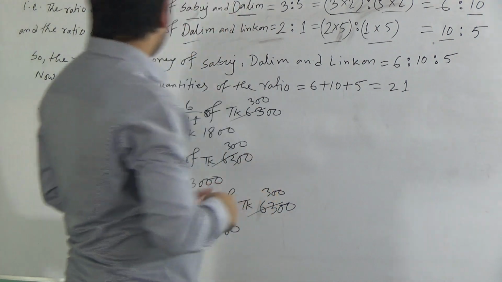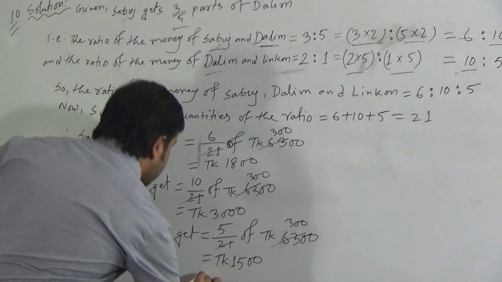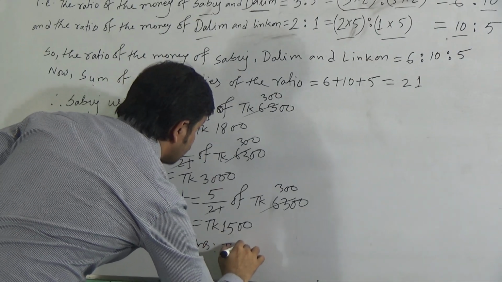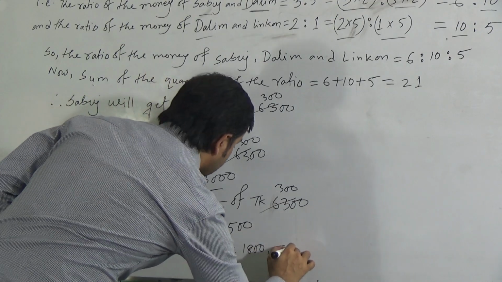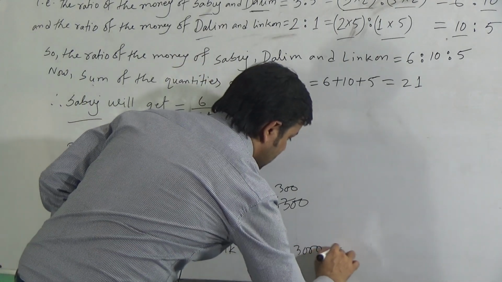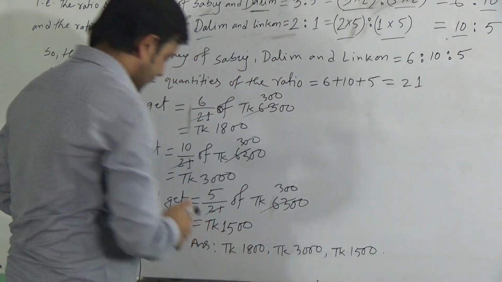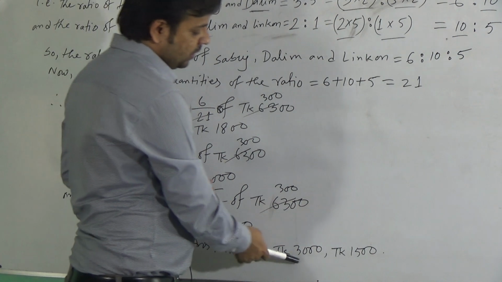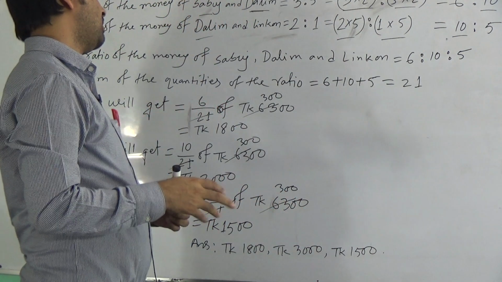So I have determined the amount of all 3. So we can write the answer of this question, that is Taka 1800, Taka 3000 and last one Taka 1500. So Shobuz will get 1800 Taka, Dalim will get 3000 Taka and Lincoln will get 1500 Taka.